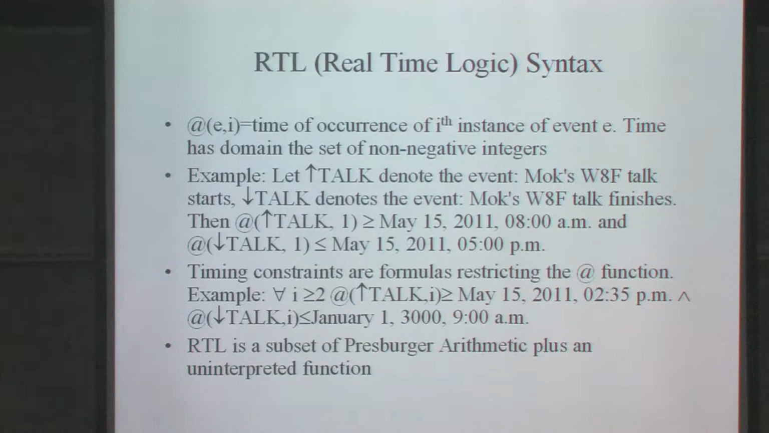The syntax is simply that you use first-order predicate logic, but you add an uninterpreted function, let me call it an occurrence function. It takes two arguments: the name of an event, and an instance index i. The occurrence of event e, instance i, is simply the absolute time at which the event happens for the ith time. Technically, RTL is really a subset of Presburger arithmetic with an additional uninterpreted function symbol. So that is the syntax of this notation.